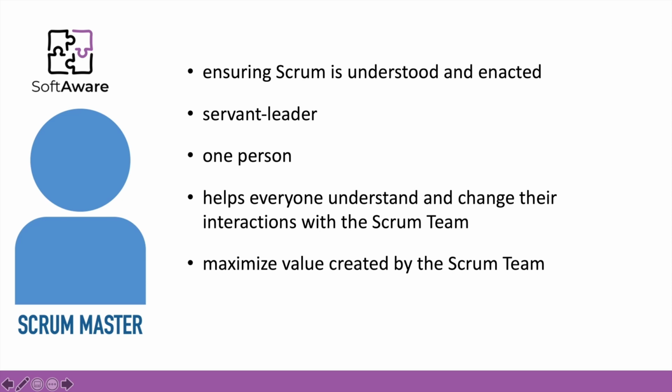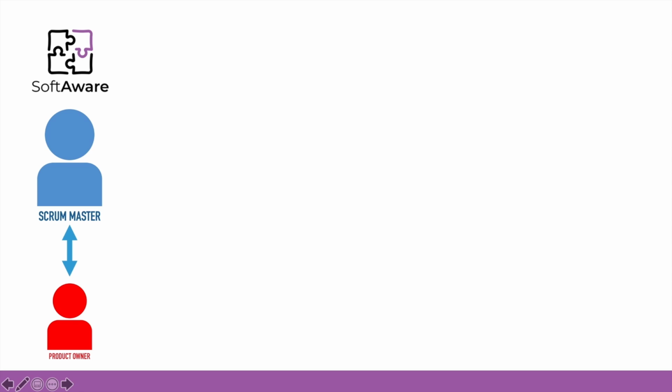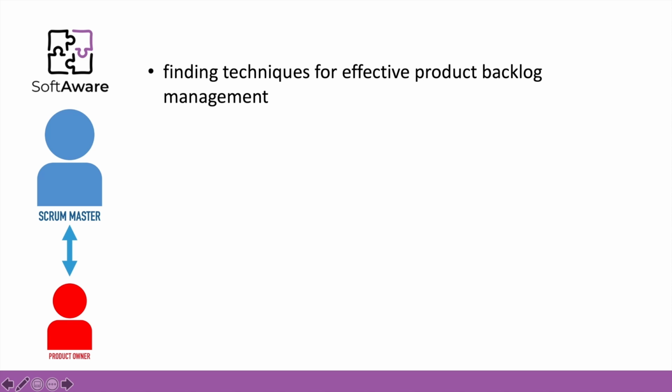So while the product owner maximizes the value of the product and of the development team, the idea for the Scrum Master is to maximize the value within all the Scrum team. That includes the product owner. Let's look at the interactions between a Scrum Master and the product owner.